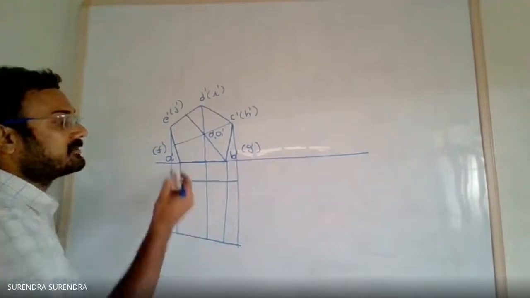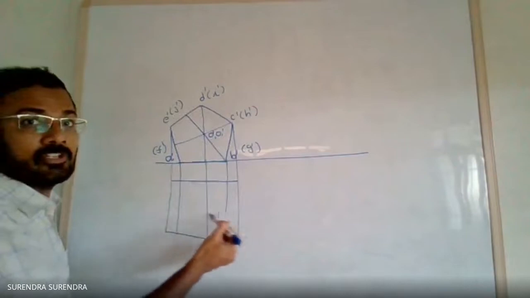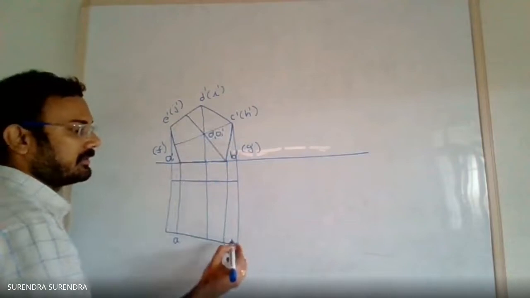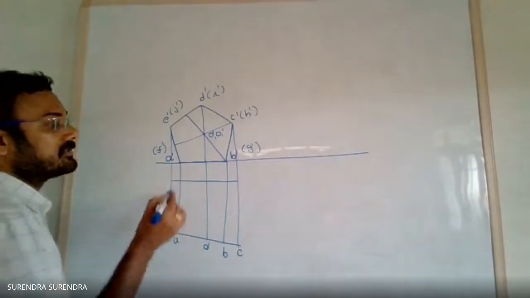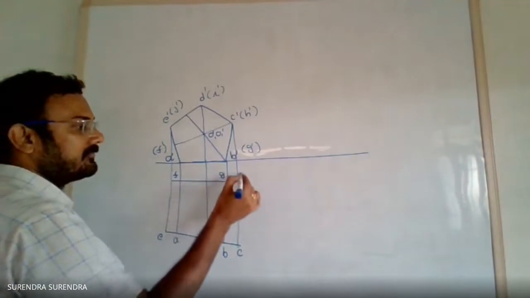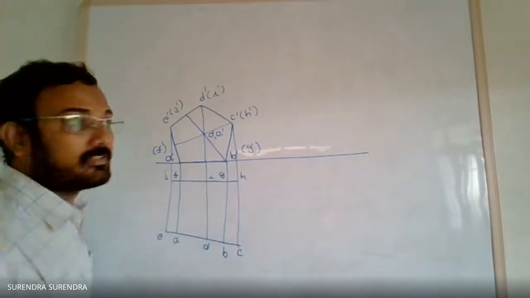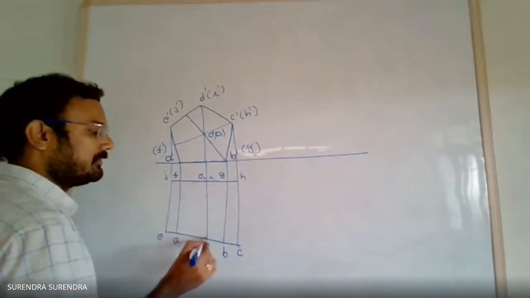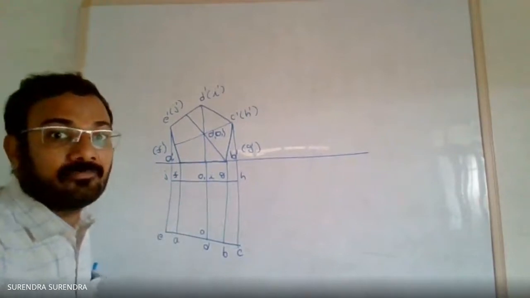Mark the intersection points, projection from A. A, B, C, D are visible, so those points must be nearer to the observer. So A, B, C, D, E. Next, F, G, H, I, and J. One more thing, O dash and O1 dash: O1 and O. The axis is coinciding with the DI.